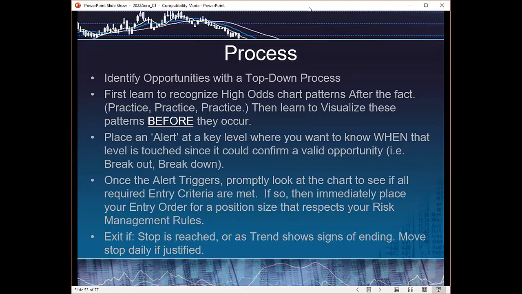Okay, so basically my process each day is pretty simple. Identify opportunities with the top-down process, which I shared with you. I've learned and built up my technical analysis skills by first recognizing high odds chart patterns after the fact, after they've already completed. And that's how you begin learning, with lots of practice. But that's not the skill that matters with trading. What you need to do is take that to the next level to learn to visualize in your mind these patterns as they're forming, but before they break out and occur. And we'll see some examples of that in a few minutes here.